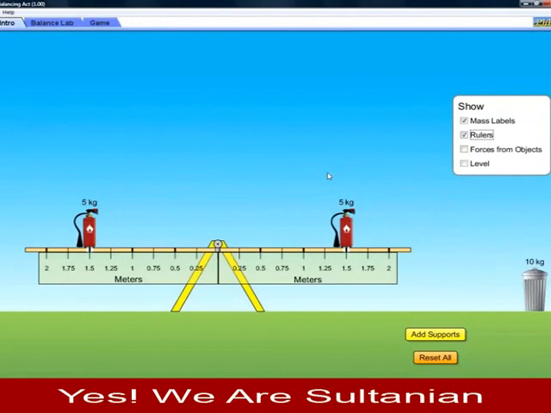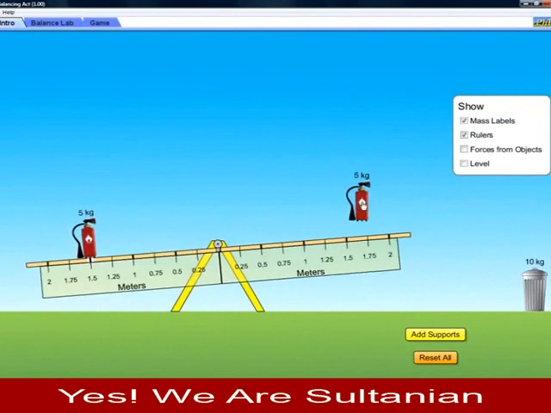Okay, it's because 5 kilograms in Earth's gravity, which is what? That's right, 10. One gravity is 10 newtons per kilogram. We have 5 kilograms here, so 5 times 10 is 50 newtons. The force of this fat fire extinguisher child is 50 newtons, and it's 50 newtons in that direction.